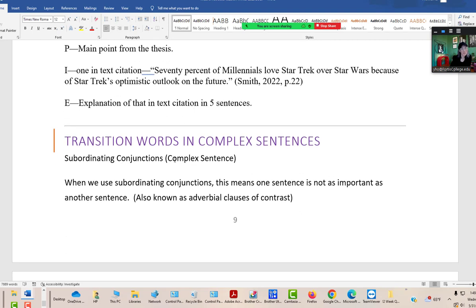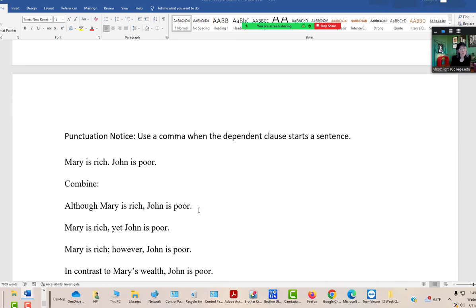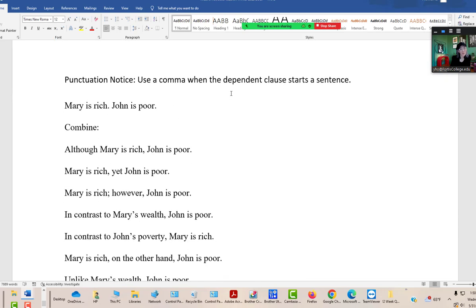Now transition words. We've gone over transition words in compound sentences and in simple sentences. Now we're going to go over transition words in complex sentences. When we use subordinating conjunctions, this means one sentence is not as important as another sentence. Subordinating conjunctions are also known as adverbial clauses of contrast. I tell you that so you can look it up and Google it if you want to know more. Use a comma when the dependent clause starts the sentence. Although Mary is rich, John is poor.